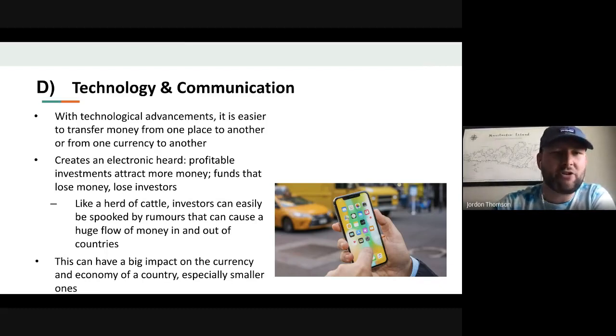Okay, it creates an electronic herd. Profitable investments attract more money. Funds that lose money lose investors. Like a herd of cattle, investors can easily be spooked by rumors.